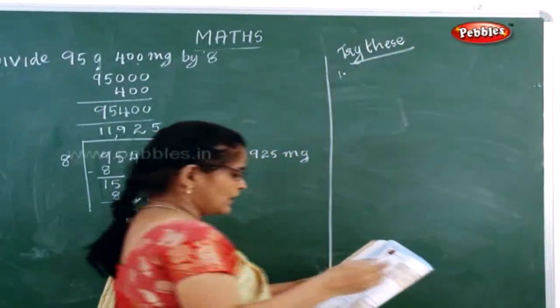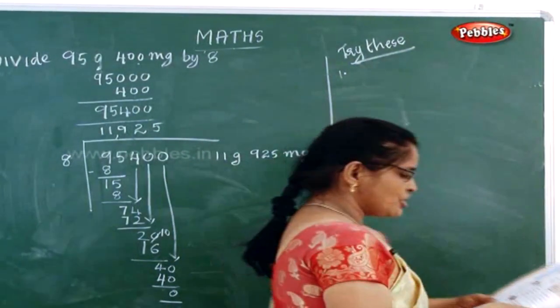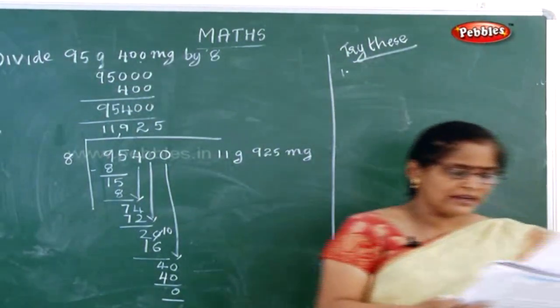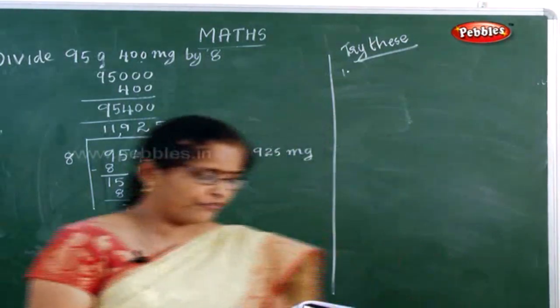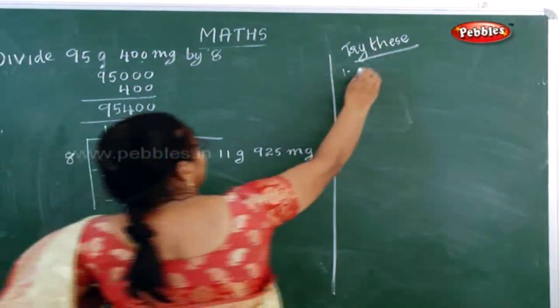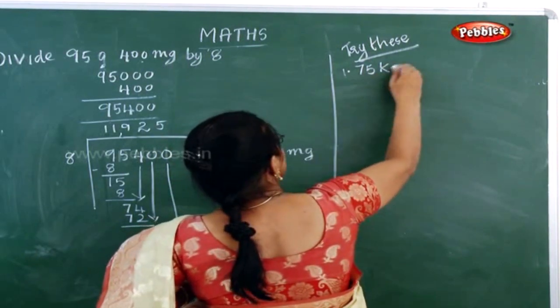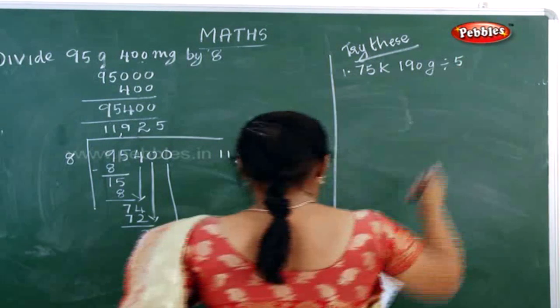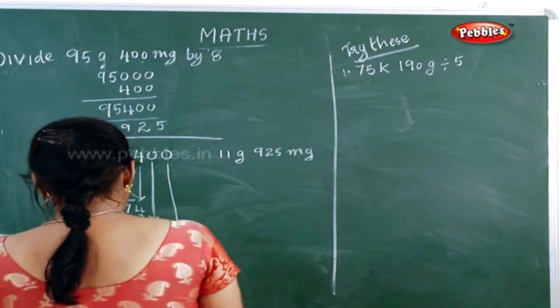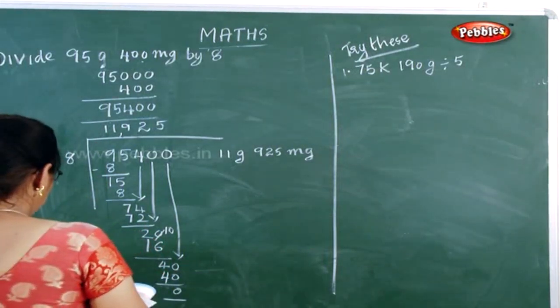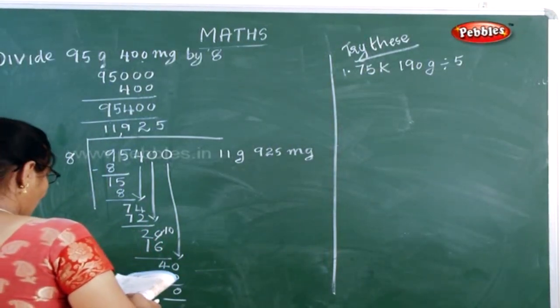Try this. First one, 75 kg and 190 gram divided by 5. What is that? 75 kg and 190 gram divided by 5. Now what you have to do is 75 kg and 190 gram divided by 5. Now what will you do here?